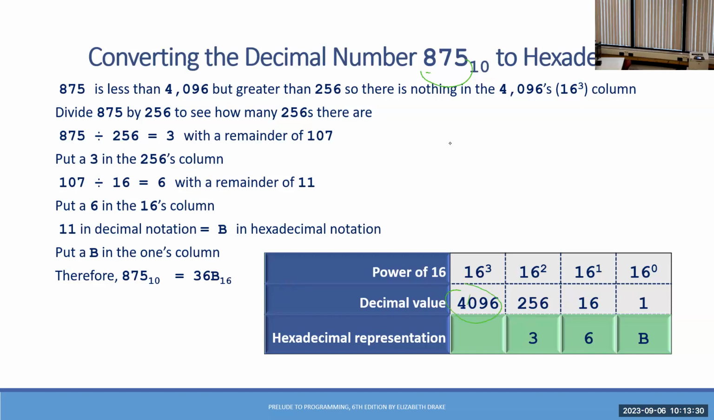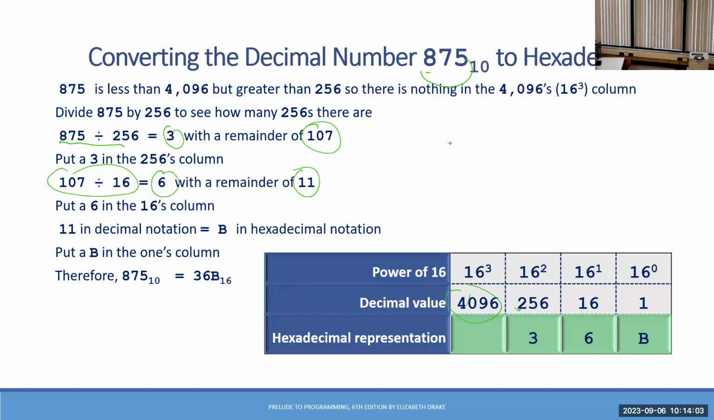Now, in order to make up the 875, I need this one. I need 3 of them, right? That's why I need 3 of them. So you can go back here. You have 800 divided. I need 3 here, and the remaining 107 here. So after this step, I have 107. I move it back. In order to make 107, I need 16 here. I need 6 of the 16 and the remaining 11 here. And 11, you know that 11 is B.